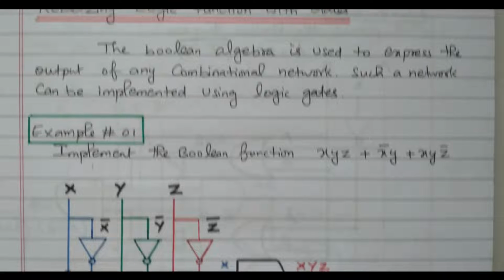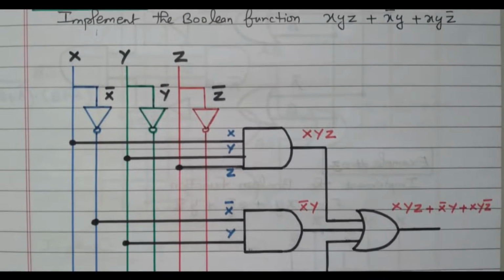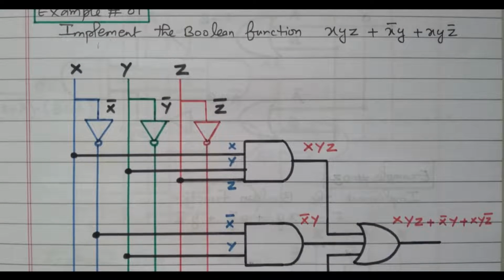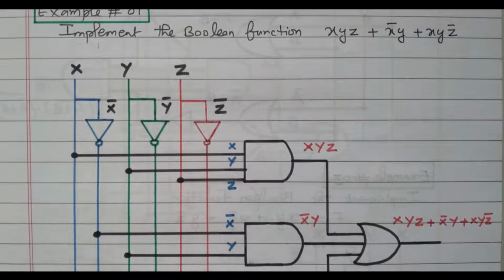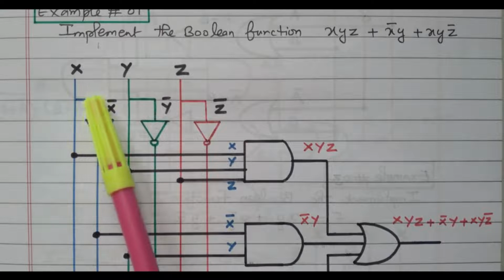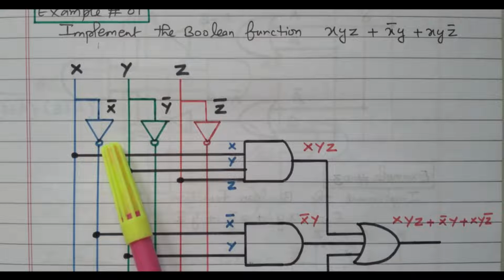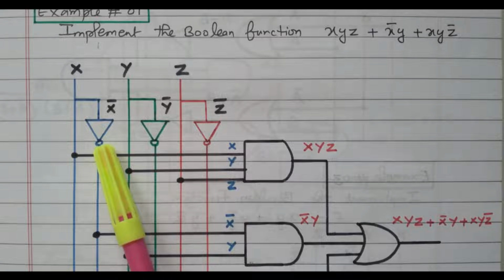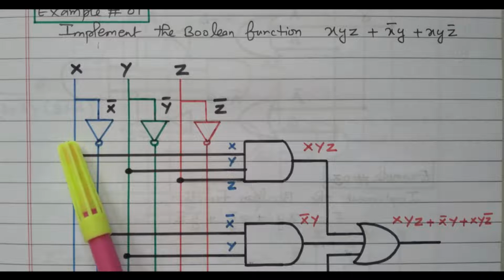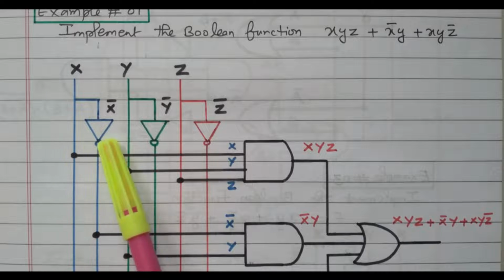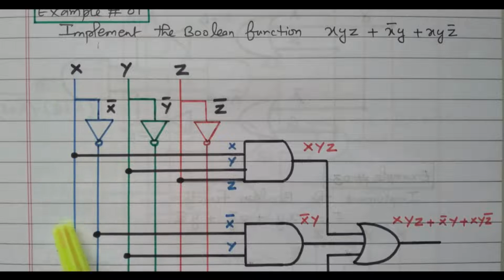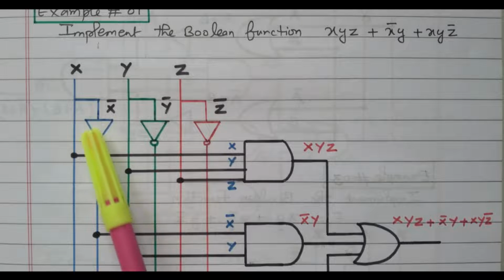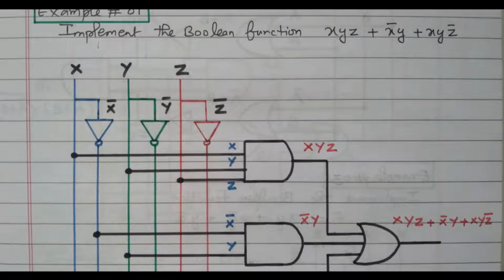Now, see the diagram. First, we will see the inputs. This is the input x. A tapping is taken and connected to the NOT gate, so it will give x bar. The function of the NOT gate is to invert: if x is 0, x bar will be 1, and if x is 1, x bar will be 0. So this line indicates the input x, and with the NOT gate we got x bar. This line gives the input x bar.